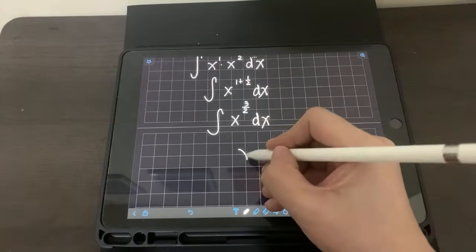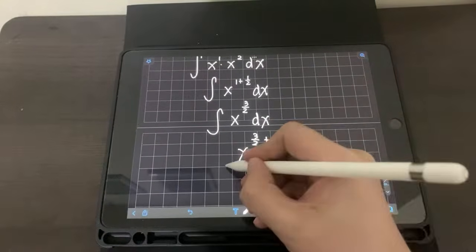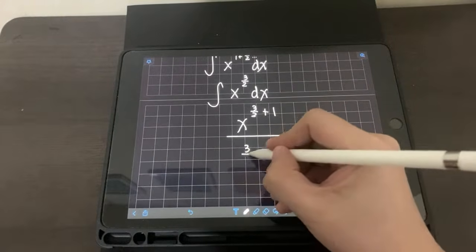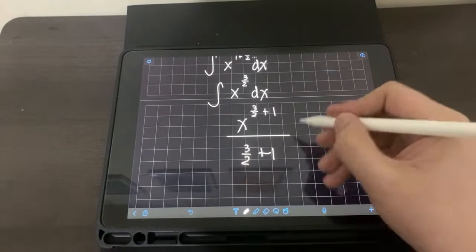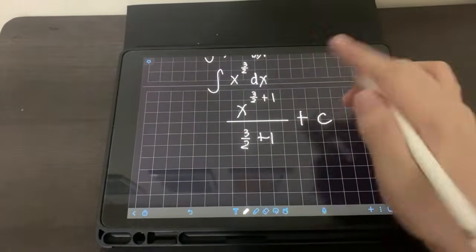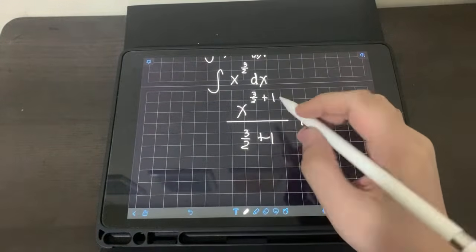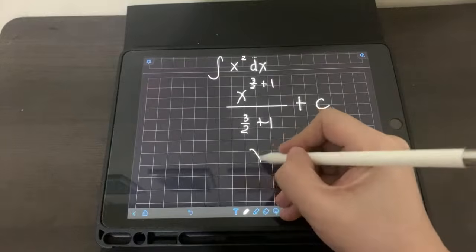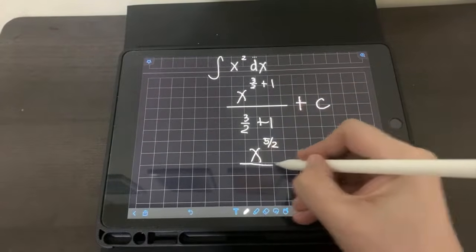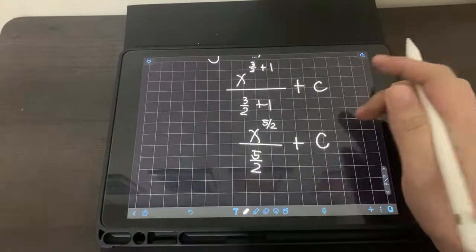So it will be x raised to 3 halves plus 1 divided by n plus 1, so 3 halves plus 1, and then plus c. So simplify, 3 halves plus 1, it's 1 and 3 halves, or 5 halves, right? So therefore, it is equal to x raised to 5 halves divided by 5 halves plus c.